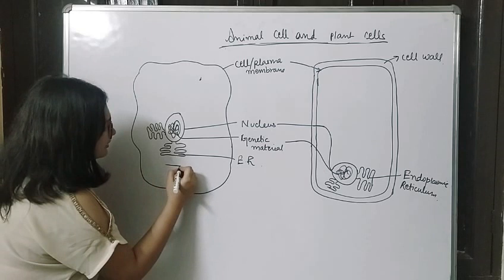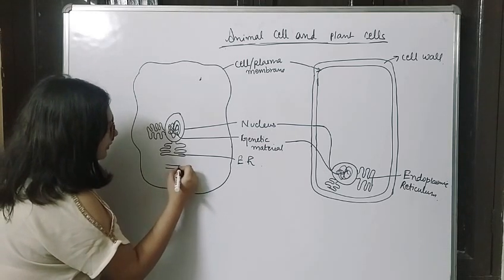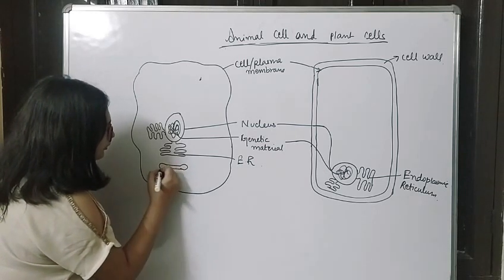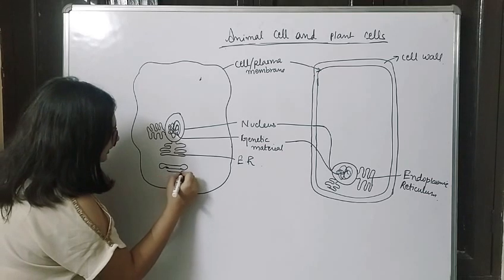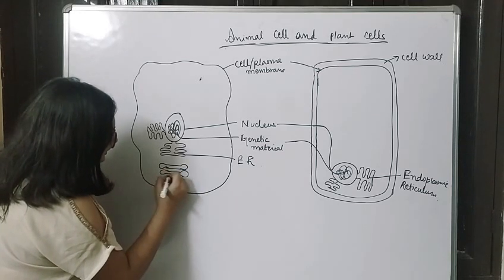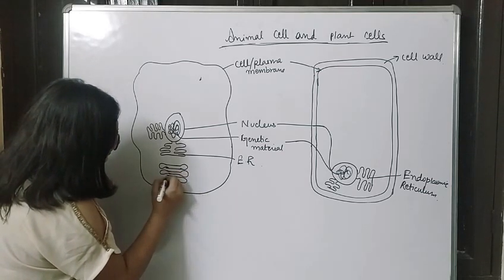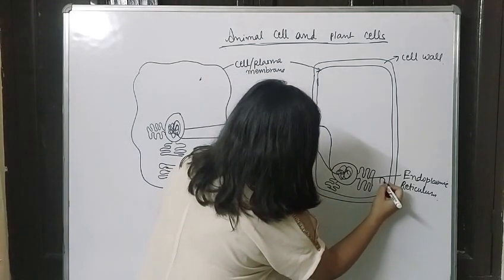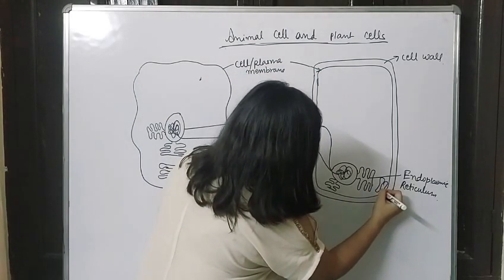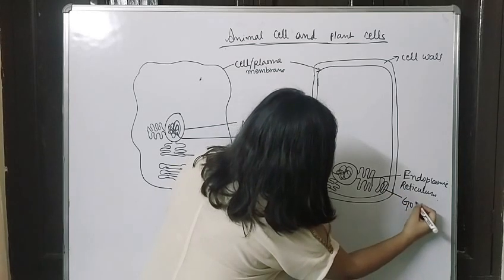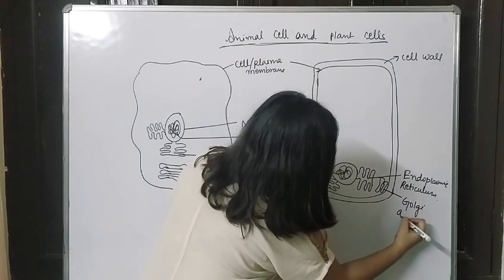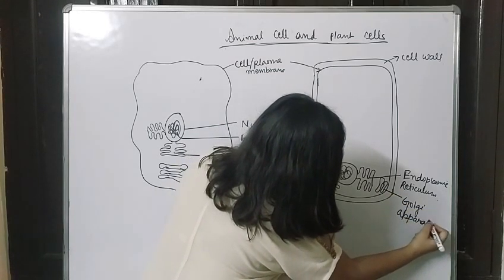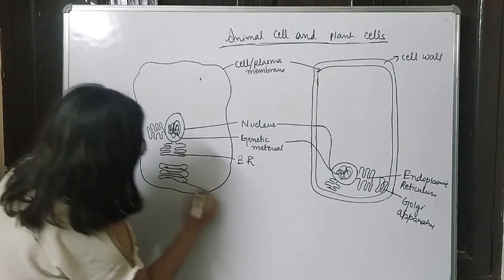So for making Golgi bodies, you have to draw a bow. Have you seen a bow? So you have to draw a bow-like structure just like this. These are your Golgi bodies. Here also I'm going to draw Golgi bodies. These are your Golgi bodies. Or you can say Golgi apparatus also you can say.